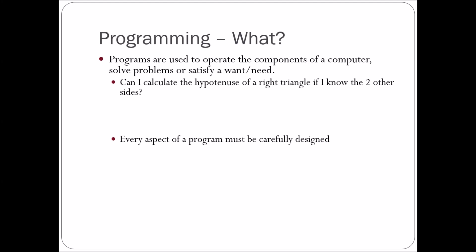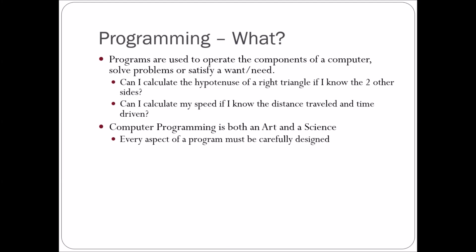Can I calculate the hypotenuse of a right triangle if I know the two other sides? Of course I can. Okay, square root of a squared plus b squared equals c squared. Yes, that. What's that called? Pythagorean theorem, something like that. Kind of based off the law of cosines. Can I calculate my speed if I know the distance traveled? Yeah, of course. Distance equals rate times time. So if I know the time and I know the rate, I can calculate the distance.